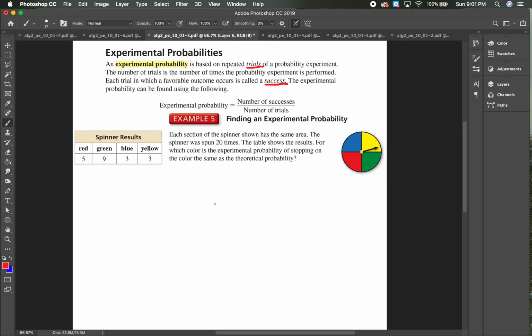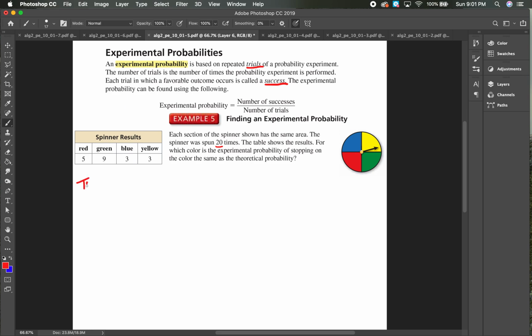All right, so we have example 5. Each section of the spinner shown has the same area. It's essentially saying that they're all equal parts. The spinner was spun 20 times. The table shows the results. For which color is the experimental probability of stopping on the color the same as the theoretical probability? Well, first off, the theoretical probability.